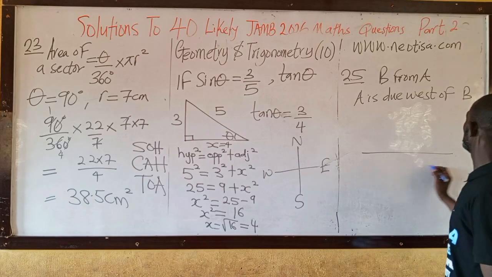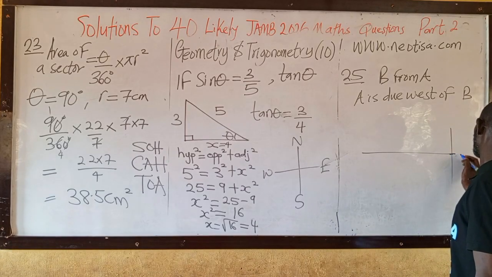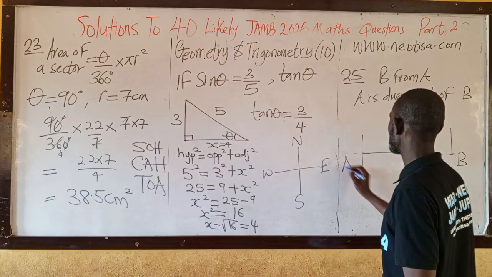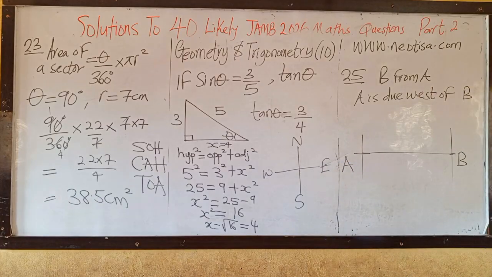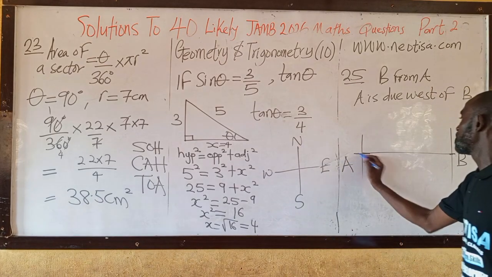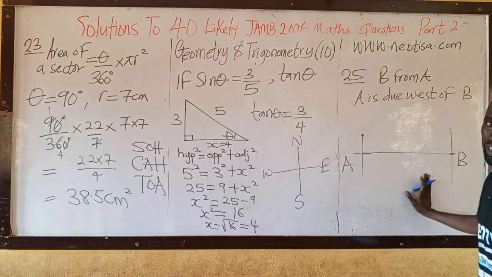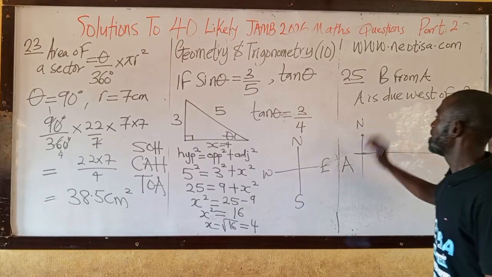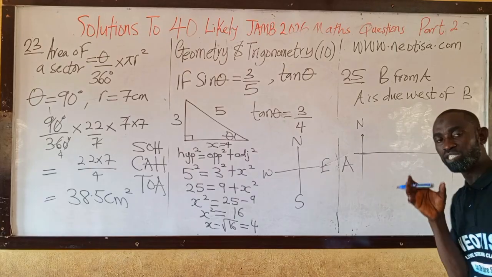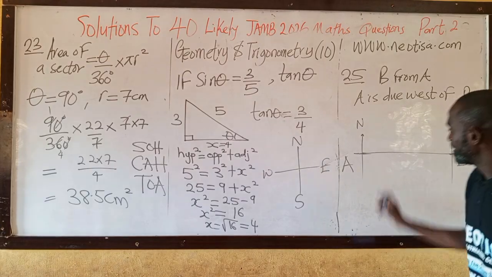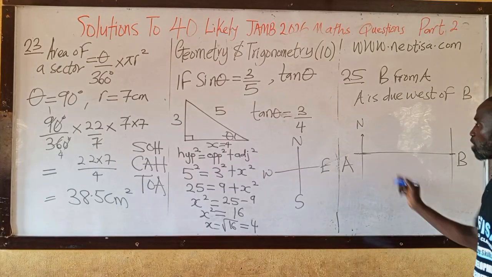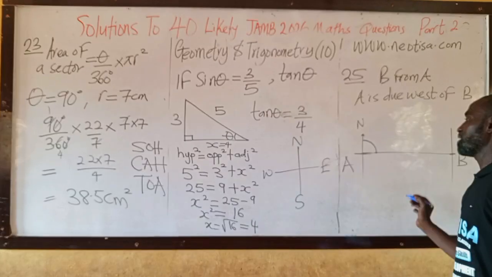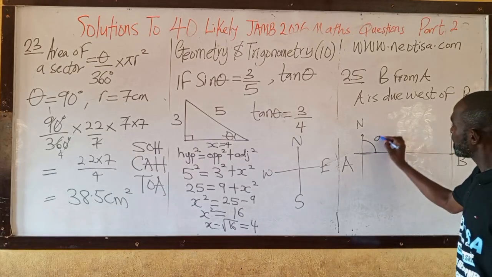So we have it like this. This is our B. This is the west of B. Our A is here. But now to find the bearing of B from A, what will be the bearing of B from A? This is what we call three-figure bearing. How do you get bearing? You start from the north and you move clockwise until you get the line that joins the 2 points together. So I'll move from here, I will stop here. Obviously, this angle here is 90.